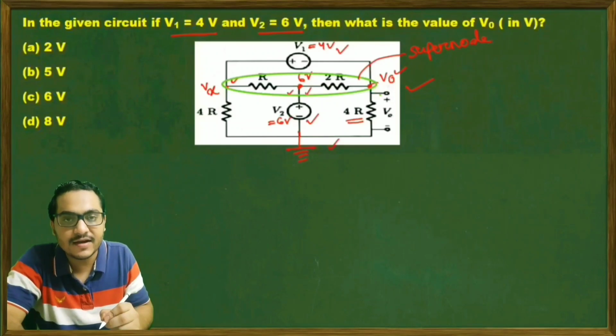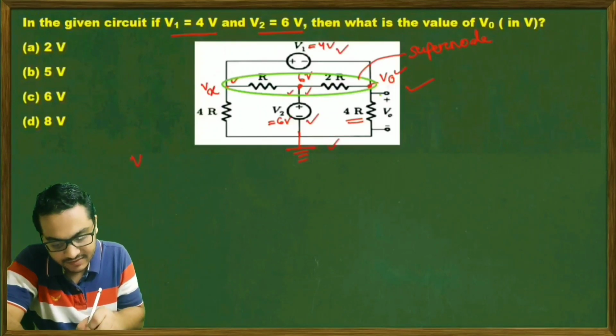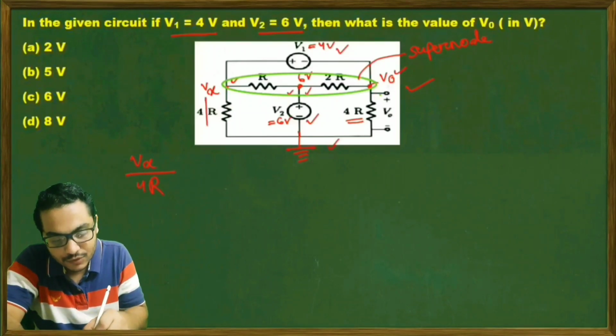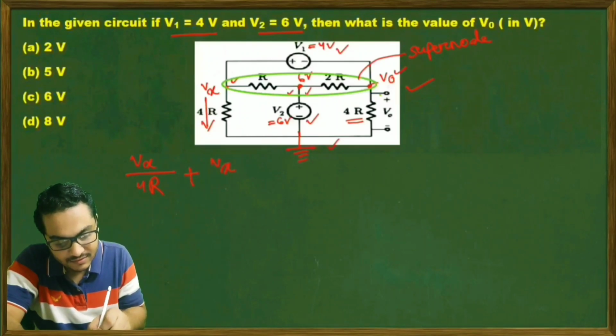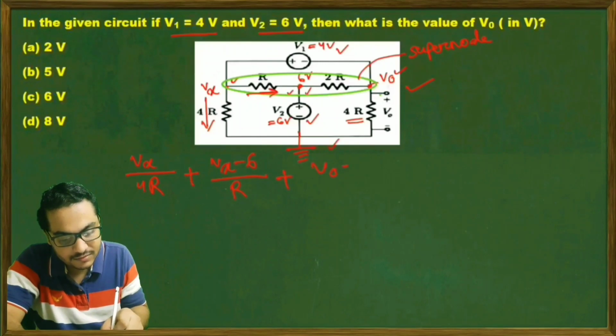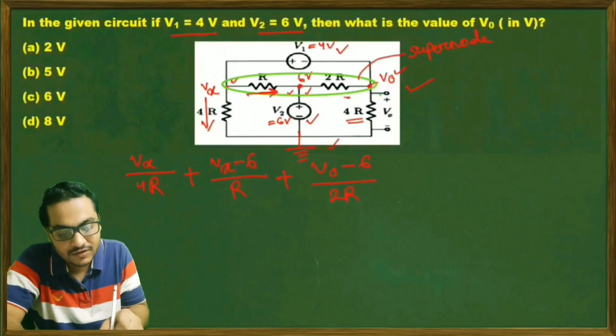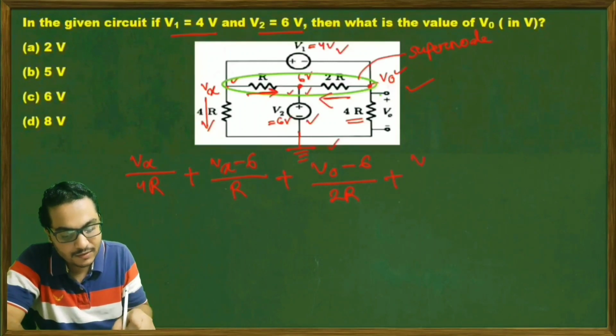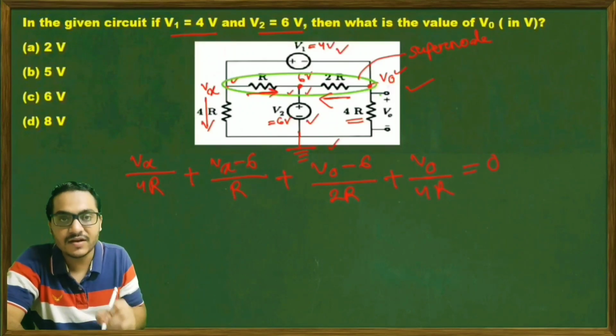Now, apply KCL to both nodes Vx and V0 simultaneously. We get Vx by 4R, that is the current flowing through this branch, plus Vx minus 6 divided by R, the current flowing through this R resistance, plus V0 minus 6 divided by 2R, that is the current flowing through this 2R, plus V0 by 4R equal to 0. This is the KCL equation.